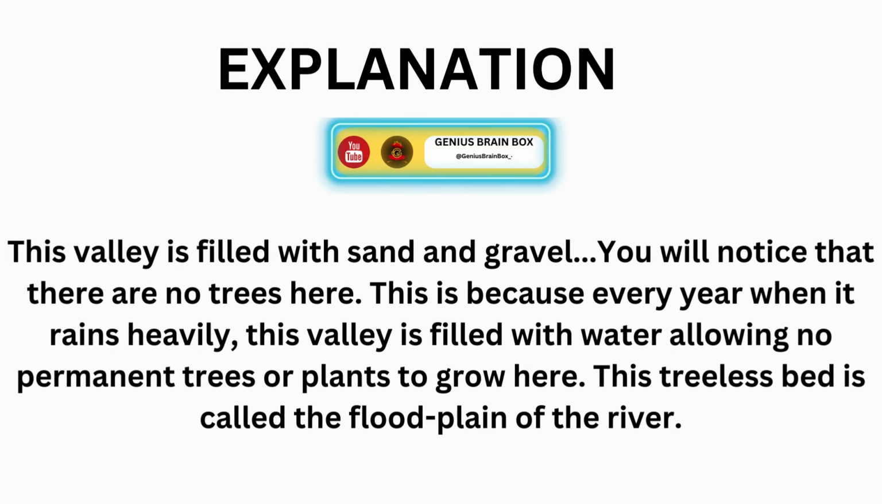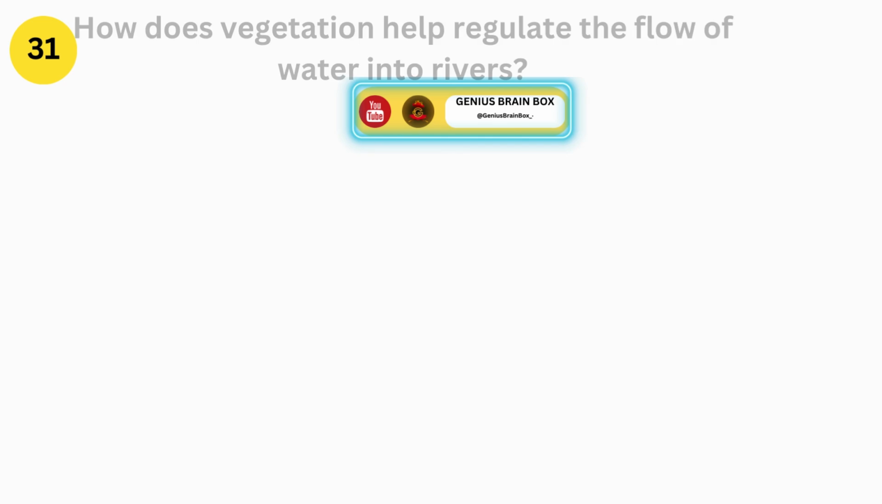Explanation. This valley is filled with sand and gravel. You will notice that there are no trees here. This is because every year when it rains heavily, this valley is filled with water, allowing no permanent trees or plants to grow here. This treeless bed is called the floodplain of the river.